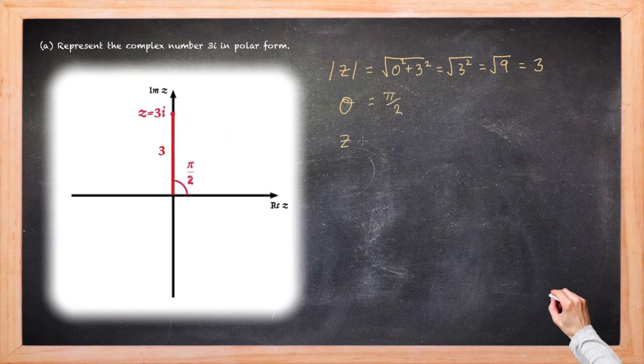So the polar form of 3i, remember 3i is the Cartesian form, the polar form is its modulus 3 times cosine pi upon 2 plus i sine pi upon 2. That's not the only form. There are other arguments, for instance 5 pi upon 2 or minus 3 pi upon 2.